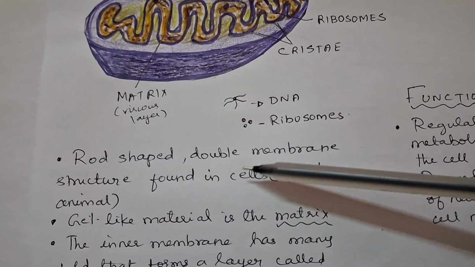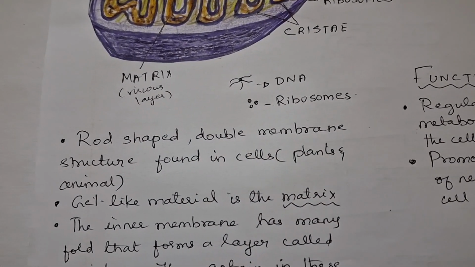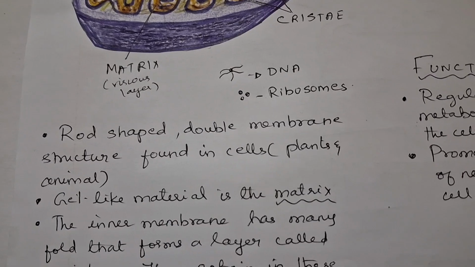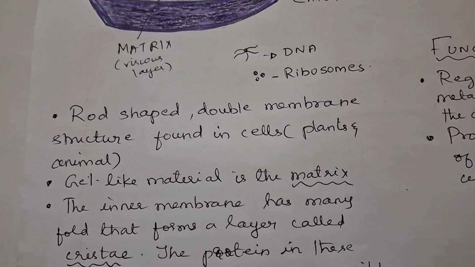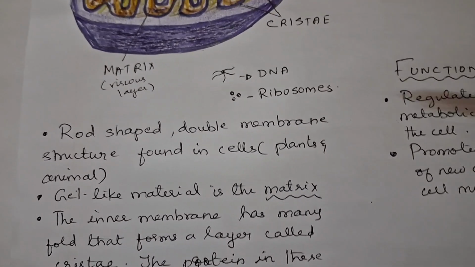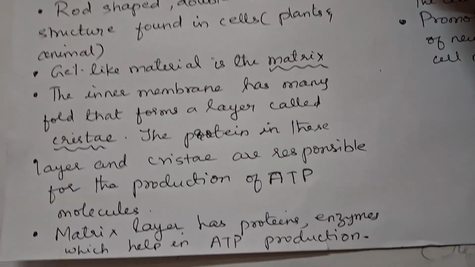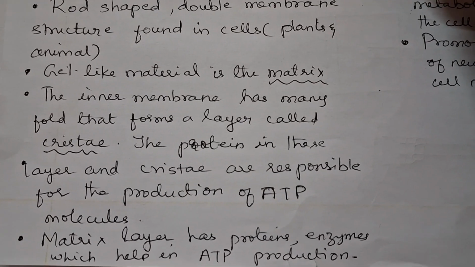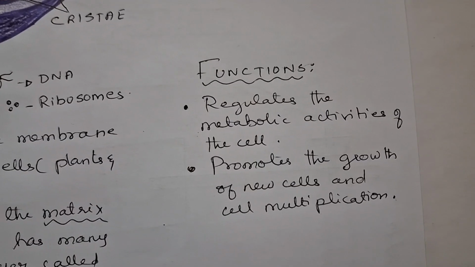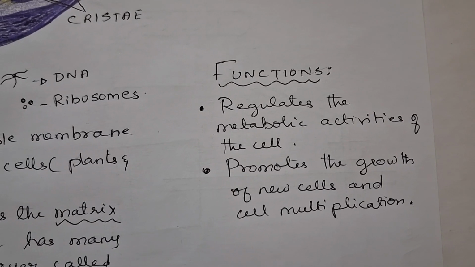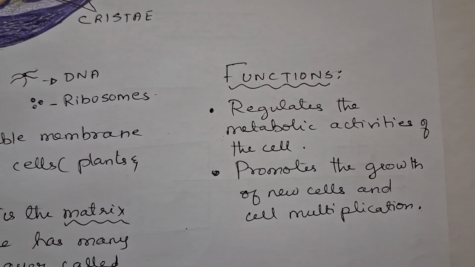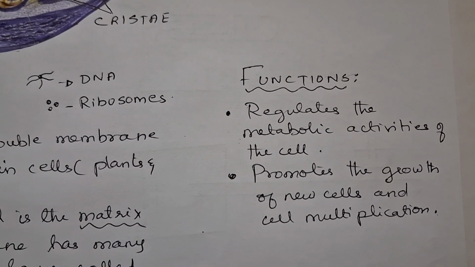It is a rod-shaped, double membrane structure found in both plant cells and animal cells, with a gel-like matrix. Here energy is liberated in the form of ATP molecules. It regulates the metabolic activities of the cell, and promotes the growth of new cells and cell multiplication.